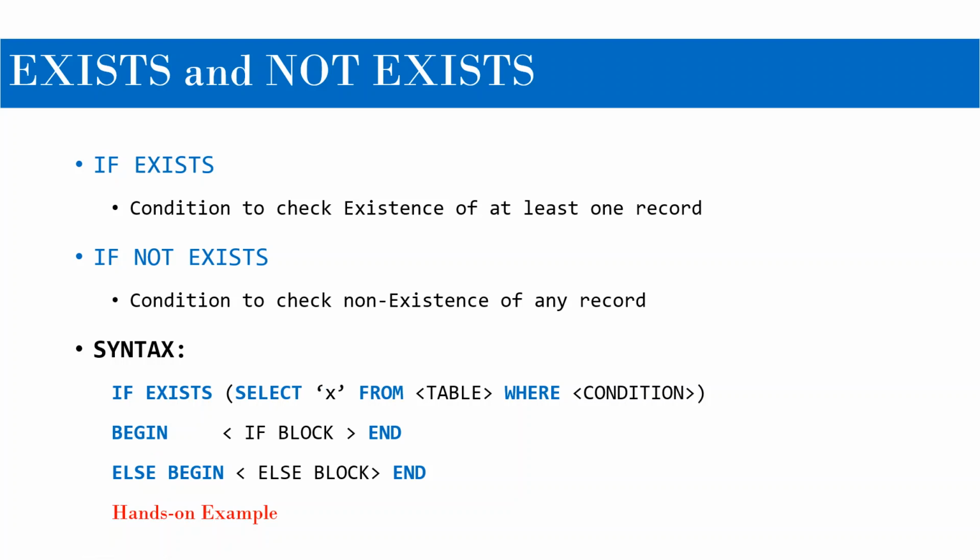It's very simple. So far we have used a variable to check the if condition. Now we are checking if a record exists for a condition, then it is true. It will execute the true statement, the if block, else it will execute the else block.